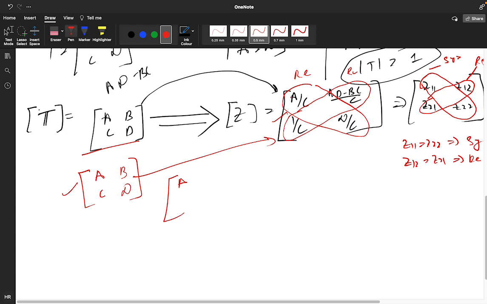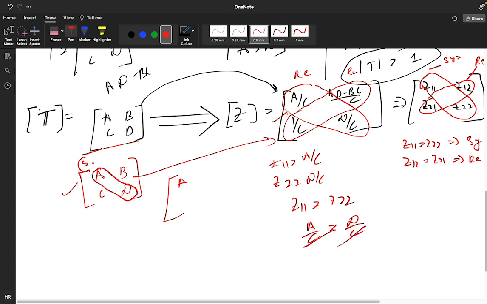Okay. How? Because here Z11 is A by C, and Z22 is D by C. For symmetricity, Z11 is equal to Z22. So A by C is equal to D by C. These cancel out. So if A is equal to D, then the network is symmetric. Same thing you will see for B or C, but here the thing will not apply like this. It is applicable only in the Z parameter.